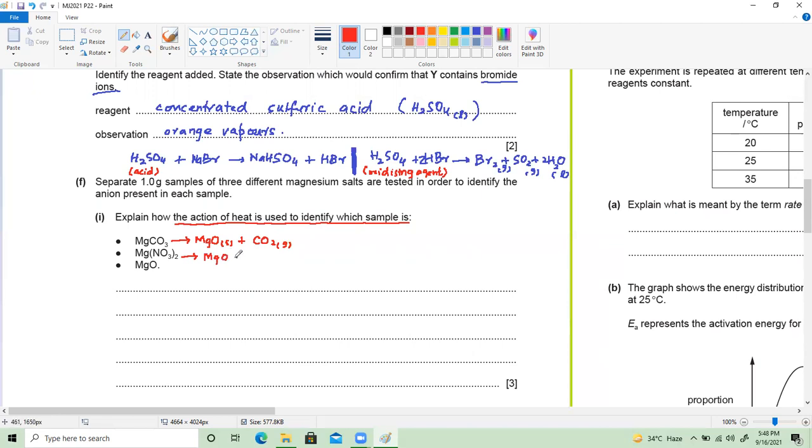Yes, it should convert into metal oxide and nitrogen dioxide gas. What is the color of nitrogen dioxide gas? Yes, it's brown. And along with that, oxygen gas is also produced. We need to put 2 here and half here. Or magnesium oxide is very stable.